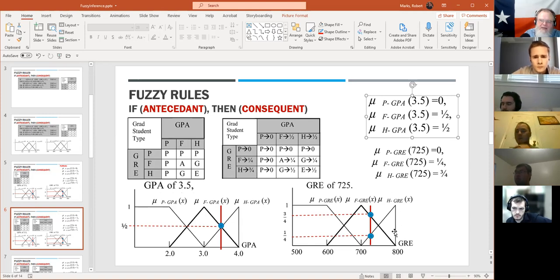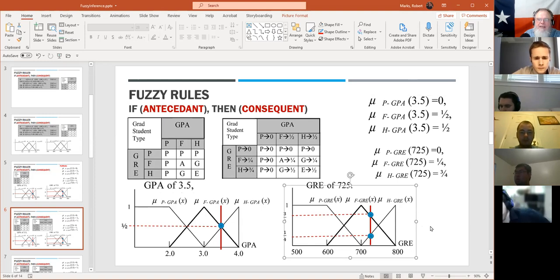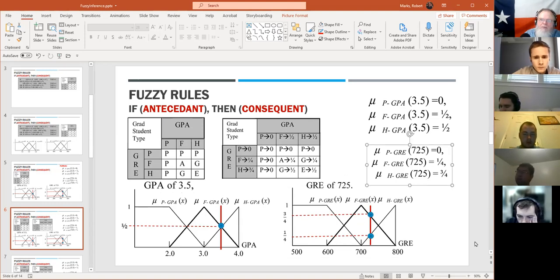We're going to do something similar now for the GRE. The GRE is 725, and you can also see that this does not intersect the poor GREs. If we look at 725, it intersects the high GRE at about 1/4, and it intersects the fair GRE at around 3/4. And those are the three values that we have here. So this is the fuzzification of the 725. Again, we have the fuzzification and the relative membership values in all of the defining sets.